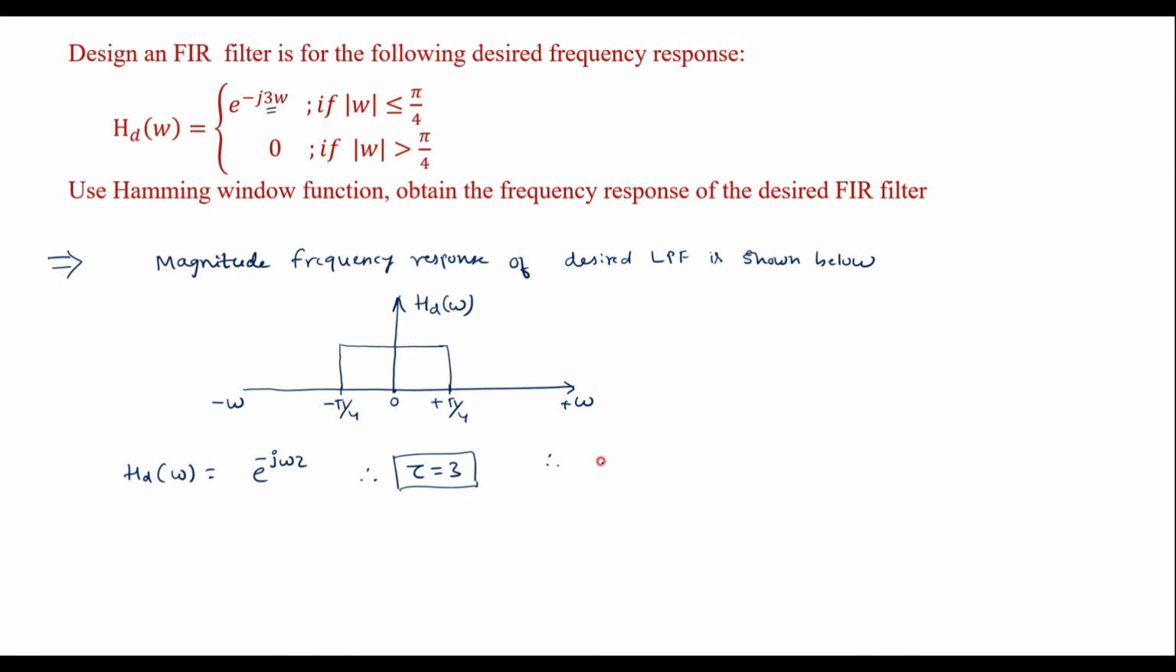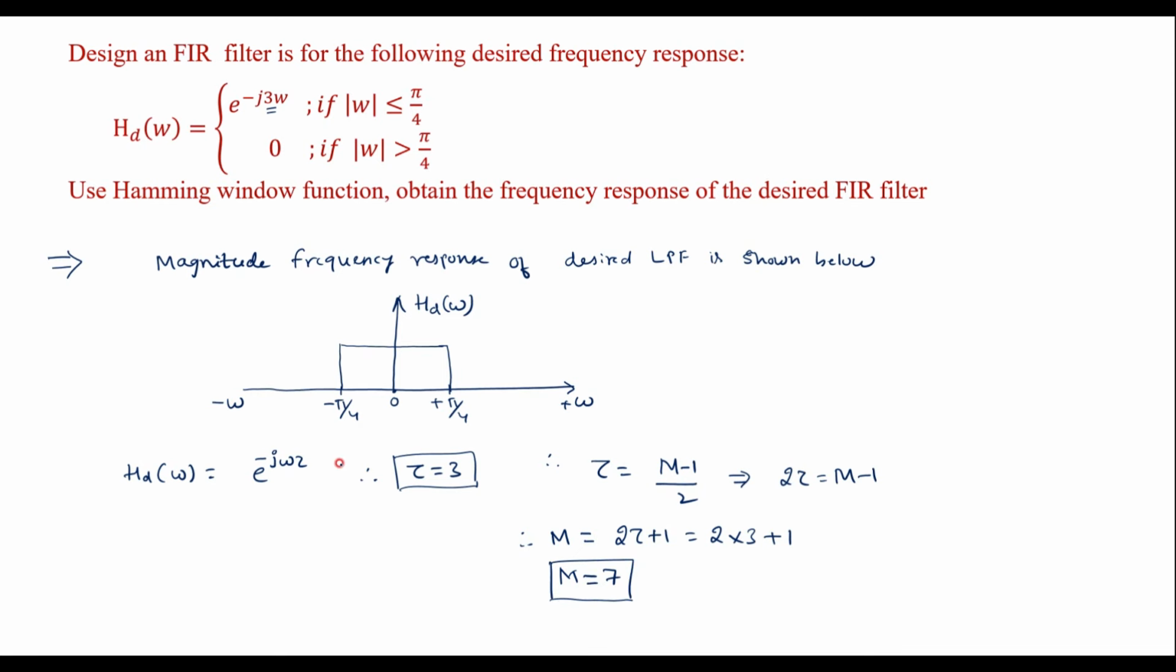Now we know that in FIR filter, tau is also equal to m minus 1 by 2. So here tau value is given. With the help of tau value, let's calculate m. Therefore, this leads to 2 tau equal to m minus 1. So therefore, m is equal to 2 tau plus 1, that is 2 into 3 plus 1. Therefore, m is equal to 7. So here m is the order of the filter.